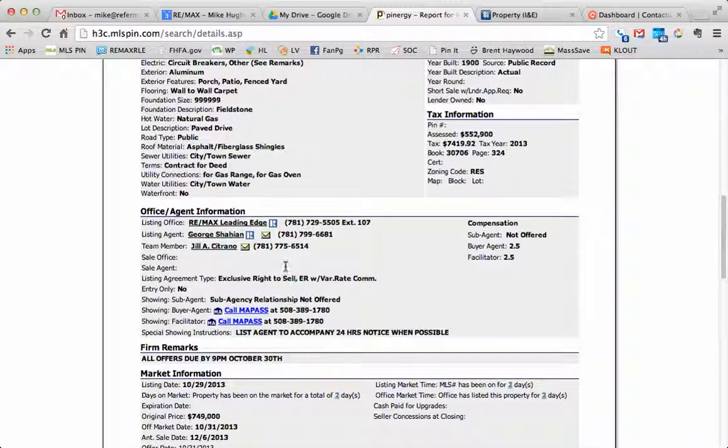Anyhow, what this means here, this is the listing broker for this property. There's 2 agents on it. This is how they want us to set up showings. Basically, this is a call service. They don't want us to email them. They don't want us to call them.